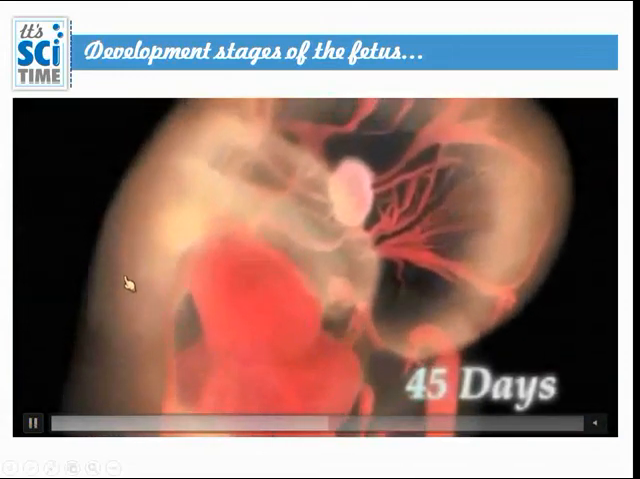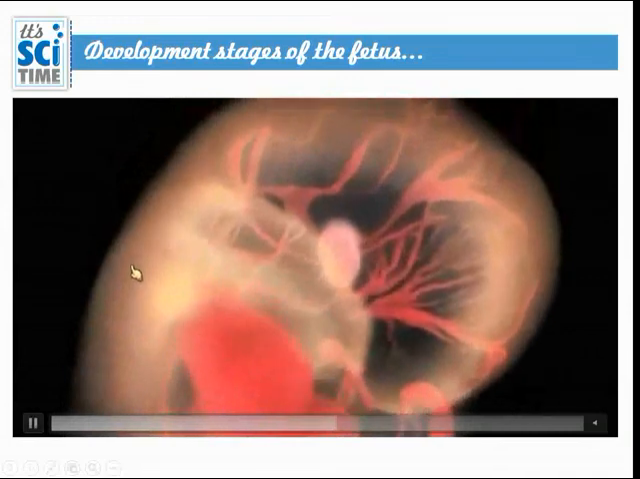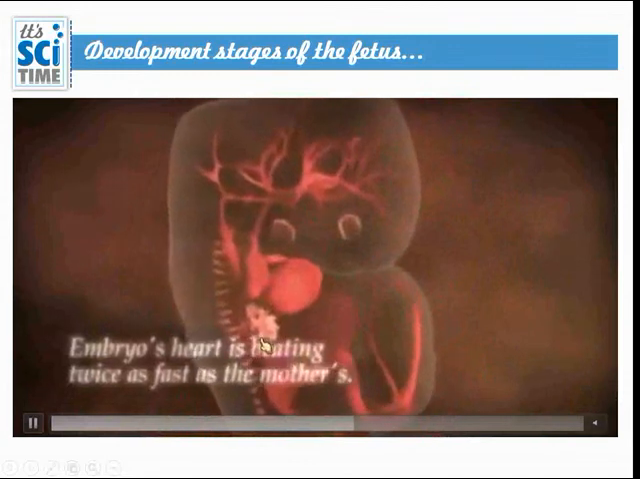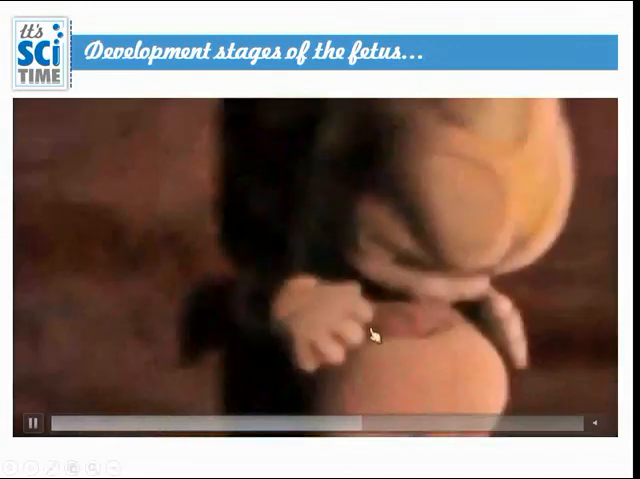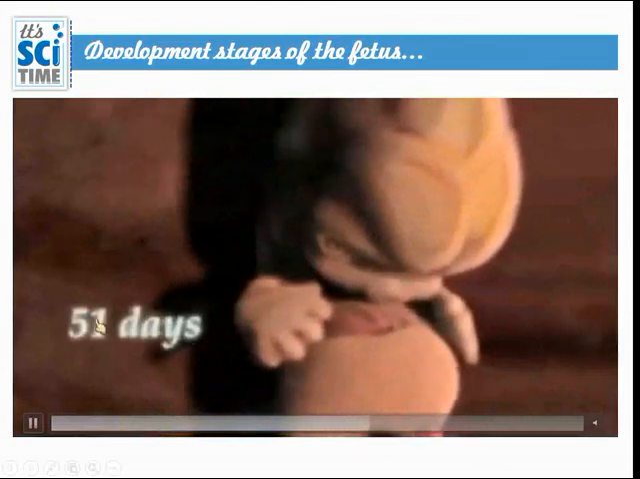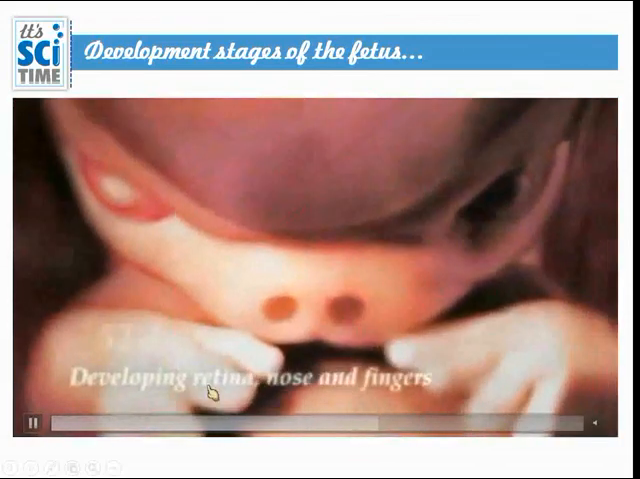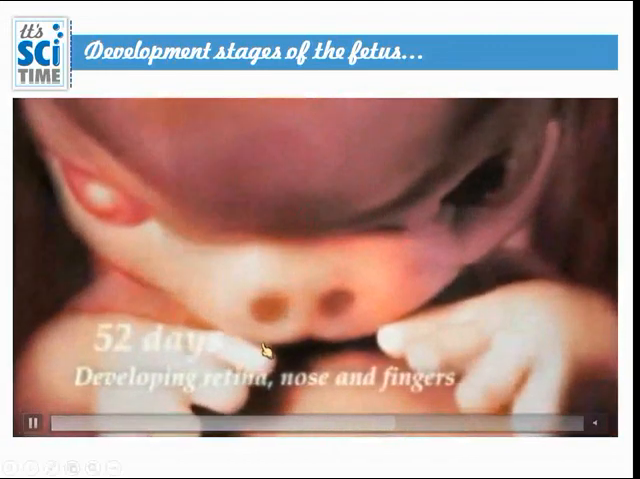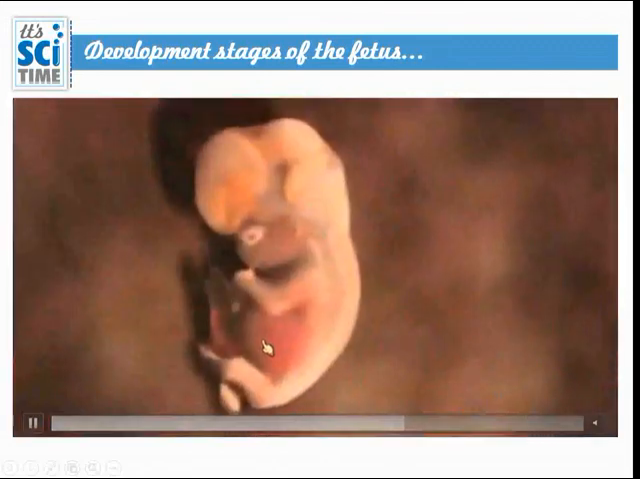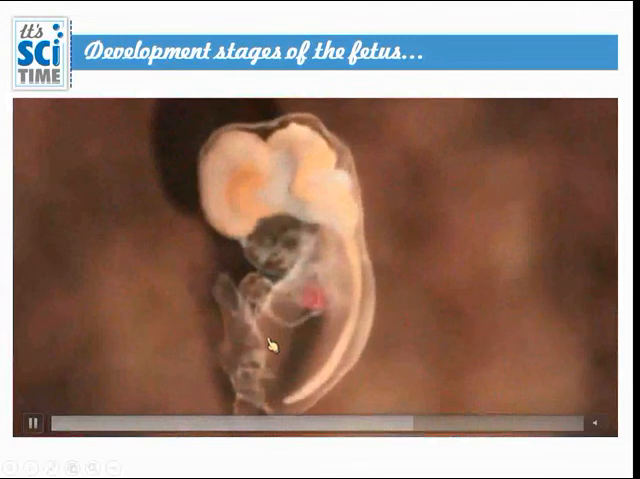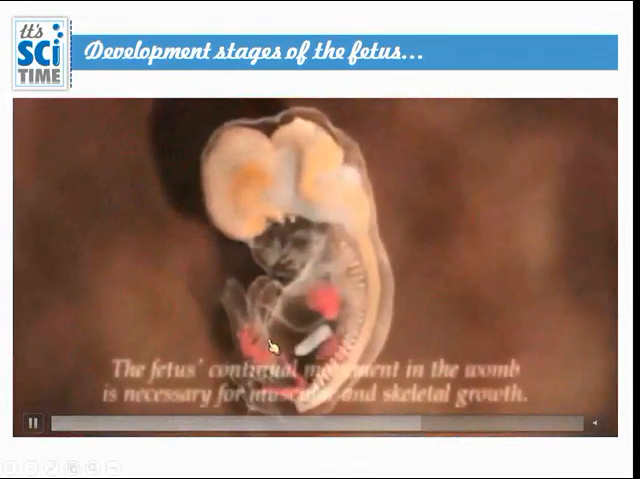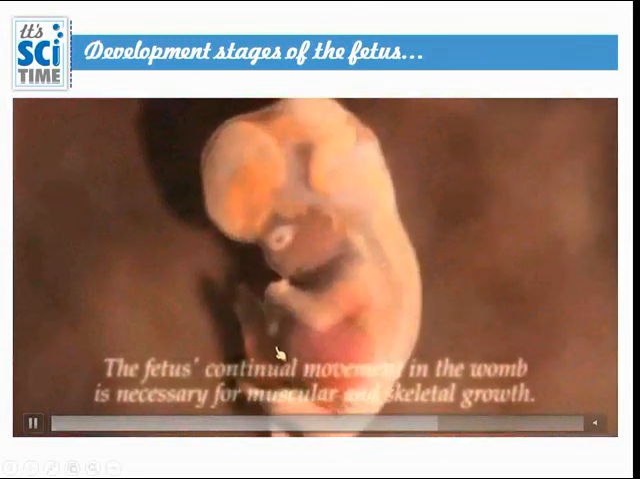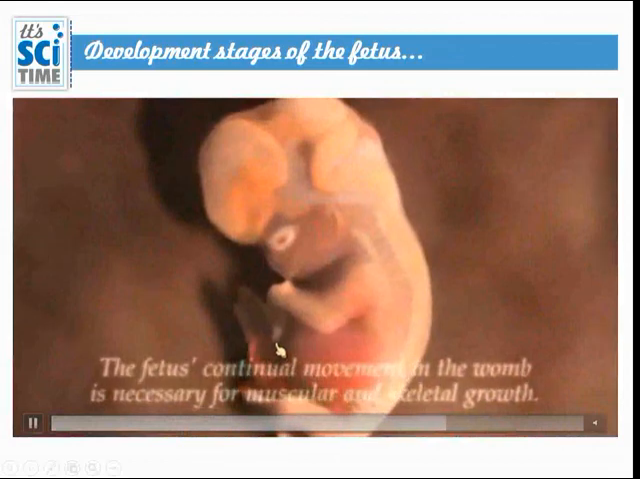Now it's 45 days, 1.5 months. The embryo's heart is beating twice as fast as the mother's. I said that on the previous occasion also. Now it's 51 days, developing the retina, nose and fingers, and detailing this. At 52 days, around 2 months old now, and brain development we can see here. Muscular and skeletal growth is the next expected stage.